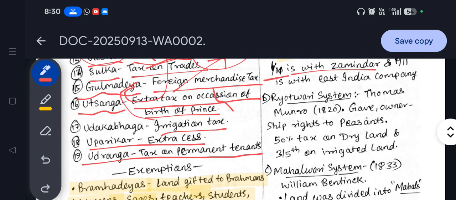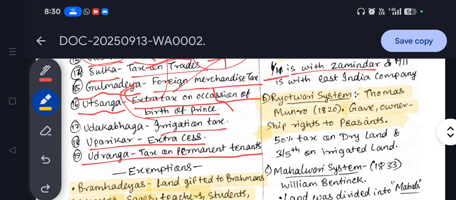Rayotwari system. This was again the second type of taxation according to the Britishers. It was introduced by Thomas Munro in 1820. In this, he gave ownership rights to peasants. In the zamindari system, the ownership right was with the actual owner of the land, that is the zamindars. But the Rayotwari system says that you give ownership of income to the peasants, and those peasants will forward their tax directly to the Britishers.